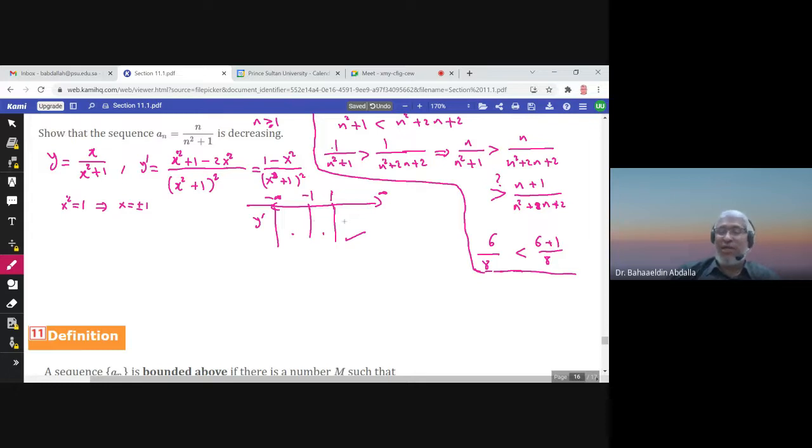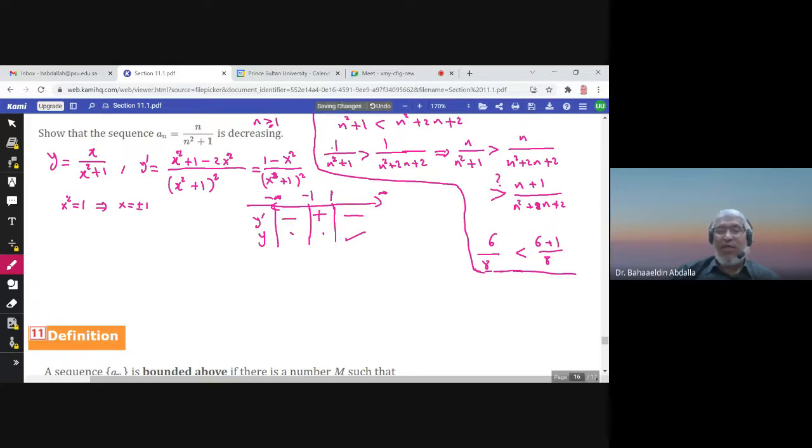Anyway, you can find the signs of y prime and find out where y is increasing or decreasing everywhere. You can just choose a number greater than 1 in this interval, for example 2 or 3, and replace it in y prime. If I choose 2, 1 minus 2 squared, 1 minus 4 is negative, and this is always positive, so y prime here is negative. If you choose 0 in the middle, 1 minus 0 is 1, so y prime here is positive, and if you choose -2, this would be 4, so y prime would be negative.